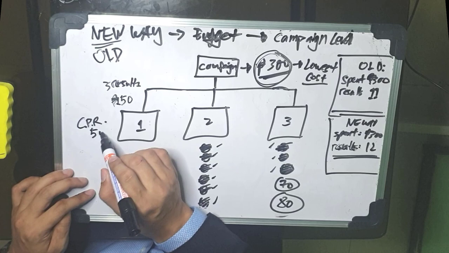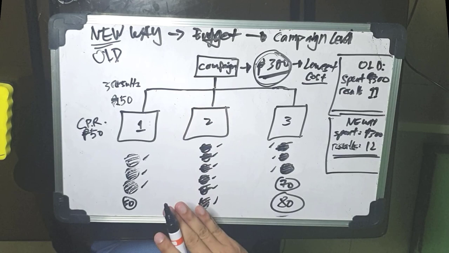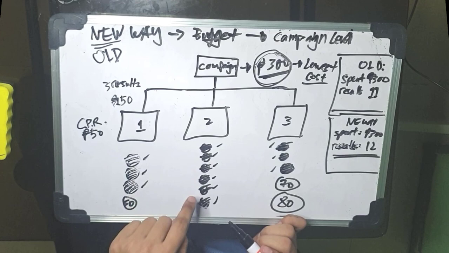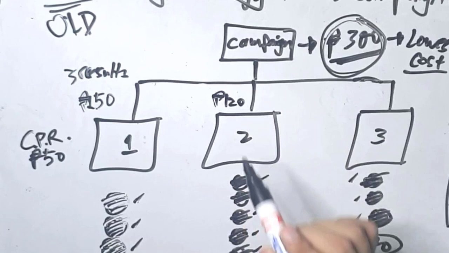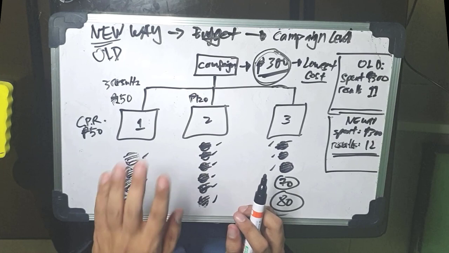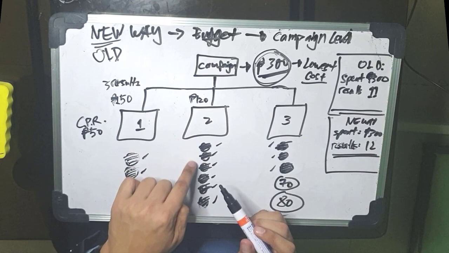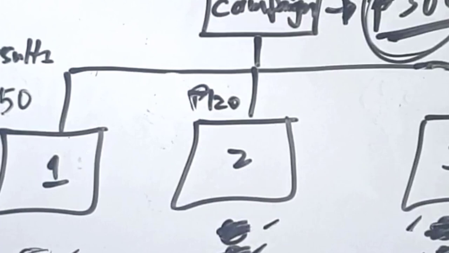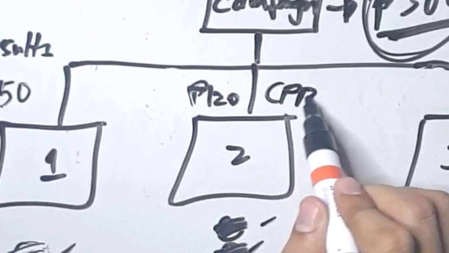Then, what is our CPR or cost per result sa ad set 2? So, mangyayari, how much did we spend sa ad set 2? 20, 20, 20, 20, 20, 20. So, we spent 120 pesos. So, mas mataas yung spending natin dito kaysa dito, di ba? And yung cost per result natin or ang CPR is 120 divided by 6 results. So, we have 20 pesos. Your CPR or cost per result is 20 pesos.